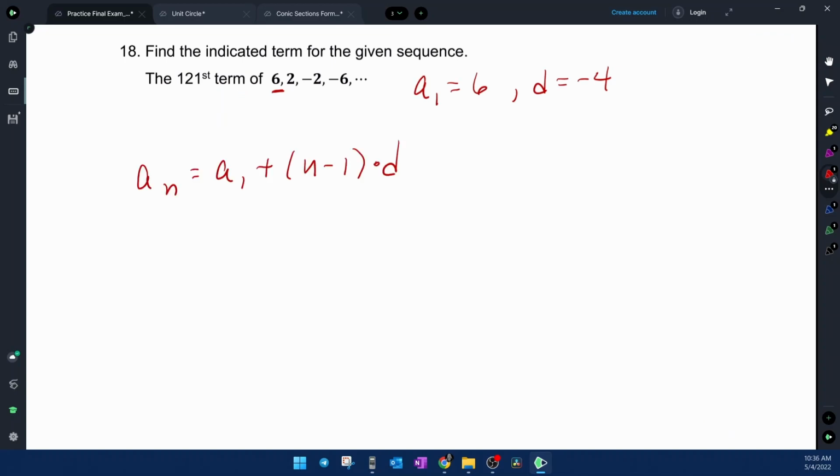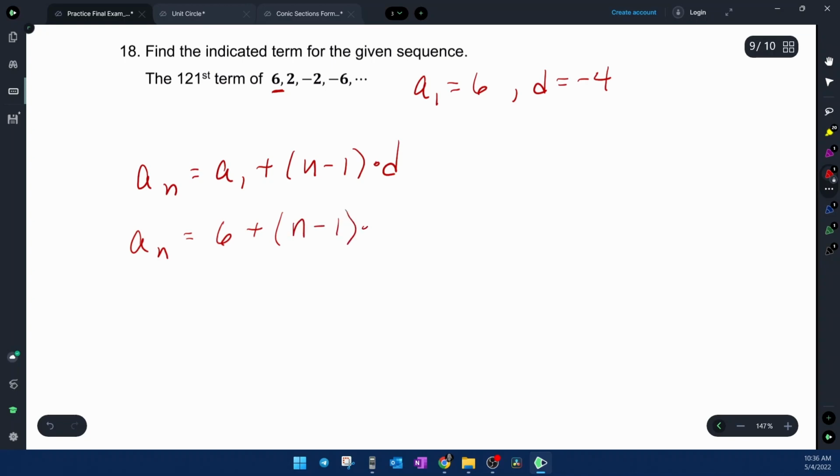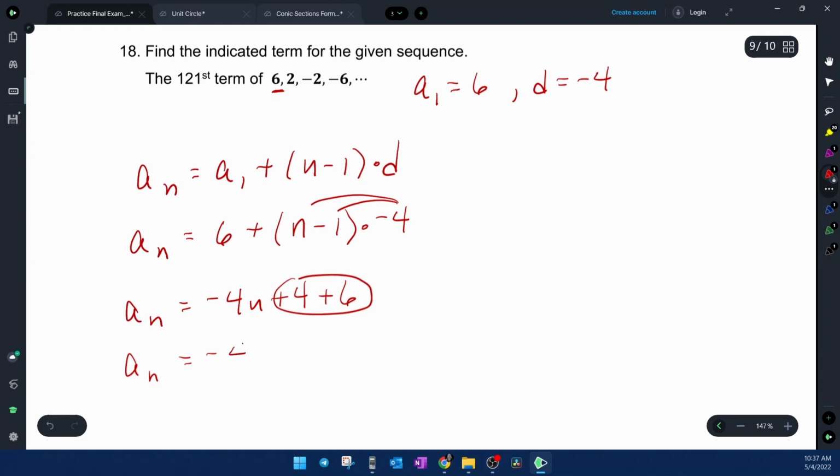So taking the formula for the general term and doing a little plug and play, a sub 1 is 6. Remember, when you're writing the formula, n stays n, multiplied by the common difference, and then we're going to distribute and simplify. Negative 4 times n gives us a negative 4n. Negative 4 times negative 1 gives us a plus 4. We also have the plus 6. And then if I combine like terms, our general term becomes negative 4n plus 10.